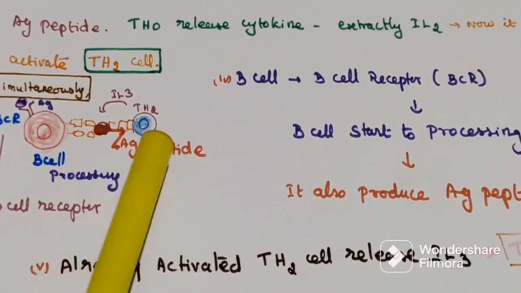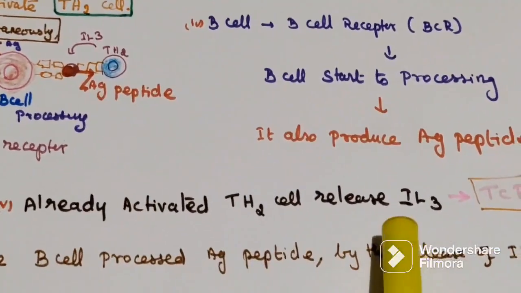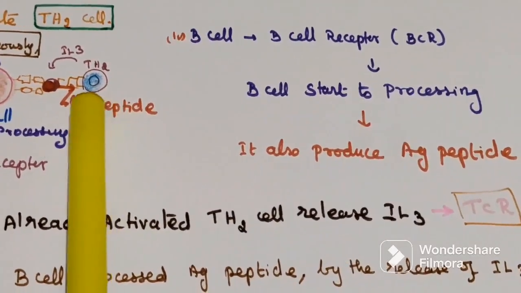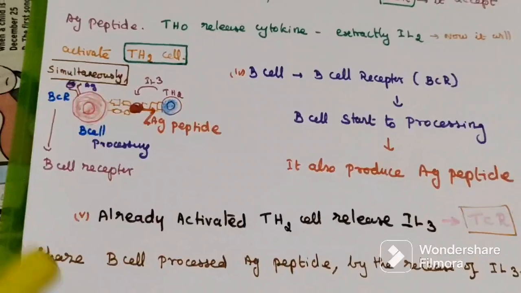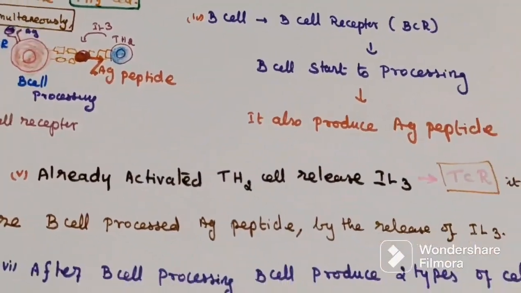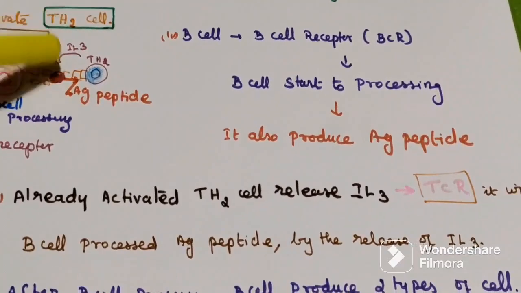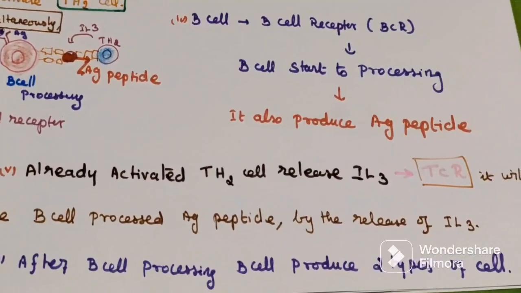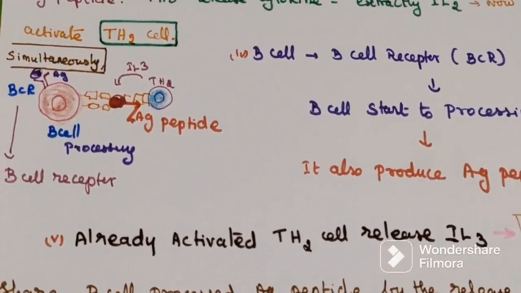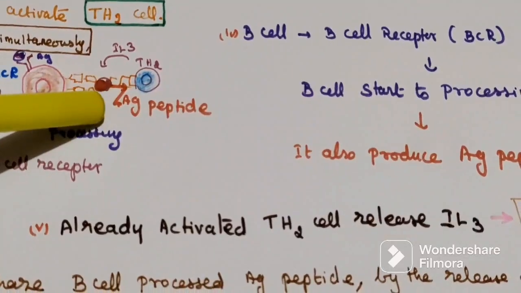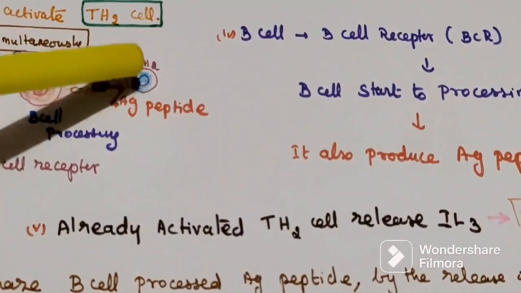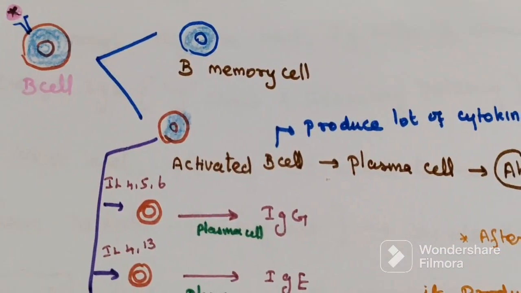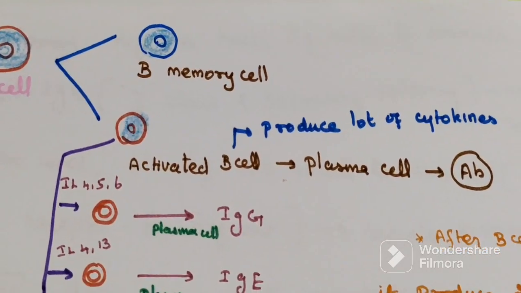The already activated T helper 2 cells release interleukin 3. T cells have the T cell receptor, and they share the antigen peptide produced by the B cell through the release of interleukin 3, IL-3. After this processing, the B cell produces two types of cells: B memory cells and activated B cells.